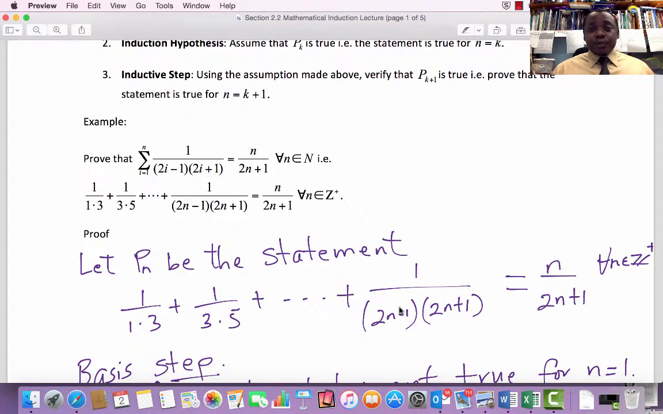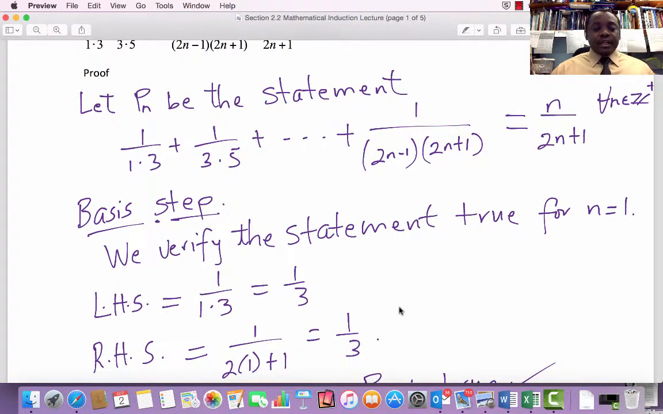Then we go through the three steps of the proof by the principle of mathematical induction. Step number 1, the basis step. We verify that the statement is true for n equals 1. This is the left-hand side and this is the right-hand side. So if n equals 1, what would the left-hand side be? If n equals 1, what would the right-hand side be? Would the left-hand side be equal to the right-hand side?